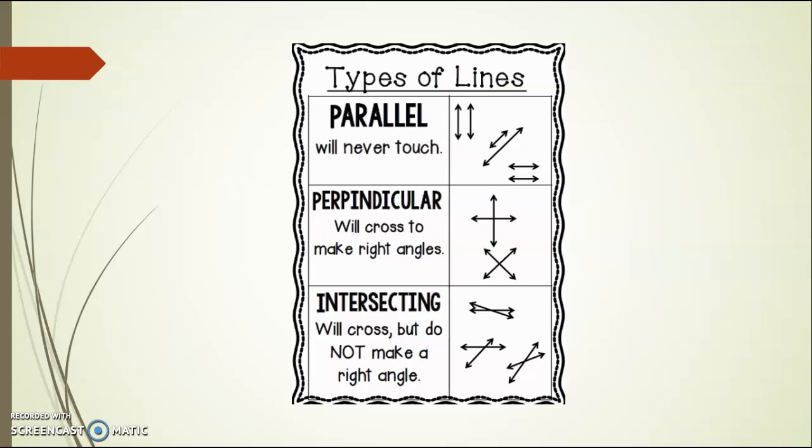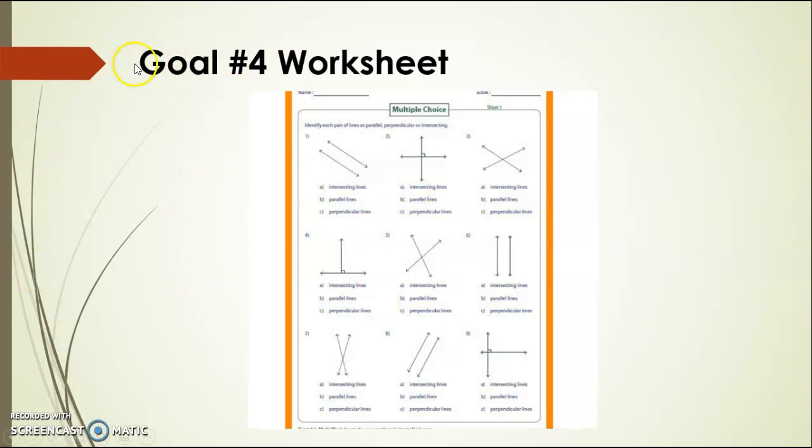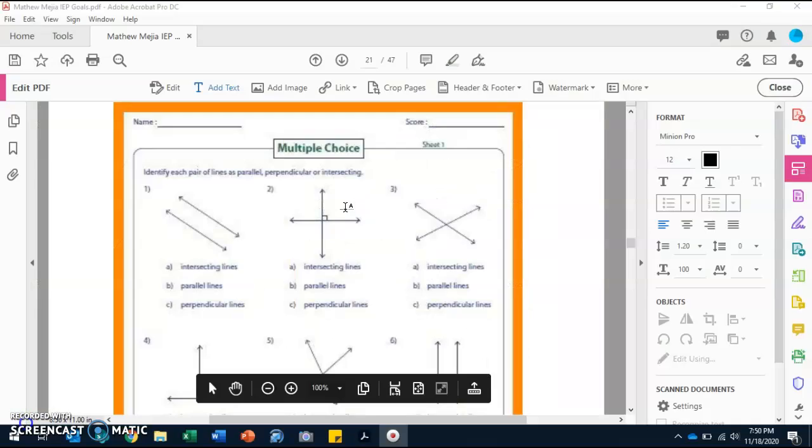So you can tell right away which one is the perpendicular and which one is the intersecting. So now we're going to be going over worksheet number 4, for goal number 4, and it is this one that is called multiple choice. It has orange lines on the sides. If you have this worksheet, get it out. If you do not, just write the answers on a piece of paper.